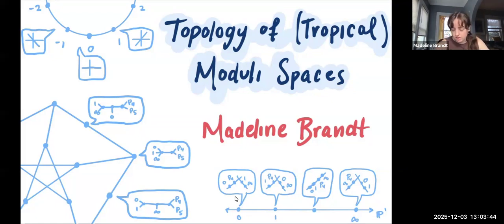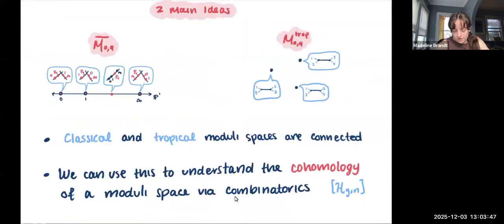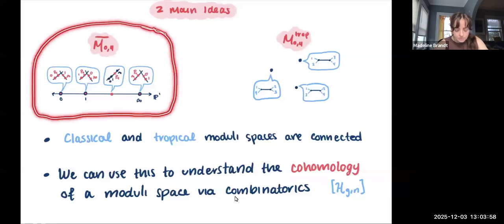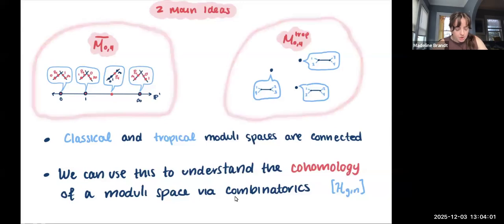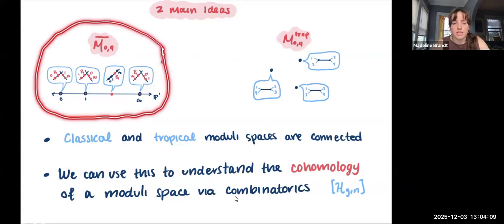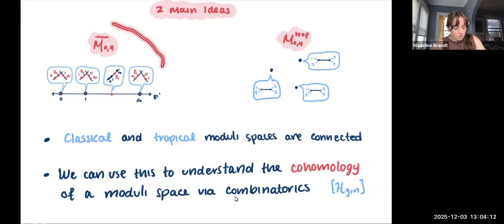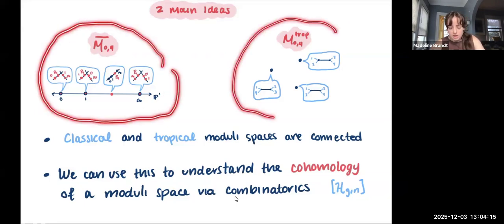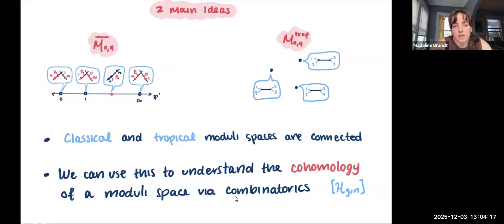using those techniques. So the two main characters in this talk, and the two main cartoons to keep in mind, are going to be this picture and this picture. These are both instances of moduli spaces, and I'll give you an idea of what that is. This is more of a classical one, and this is a tropical one. In this talk, I'll say how to construct these two examples, and then also how they're related.